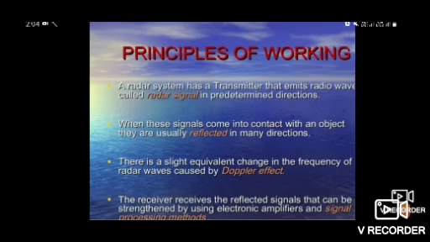That change in frequency is called the Doppler frequency. The process involved in finding the Doppler frequency is called the Doppler effect. I have already told that there is a slight equivalent change in the frequency of radar waves caused by the Doppler effect. So what is the Doppler effect?